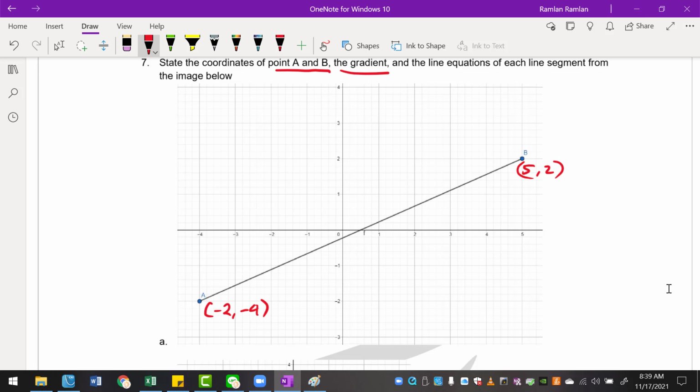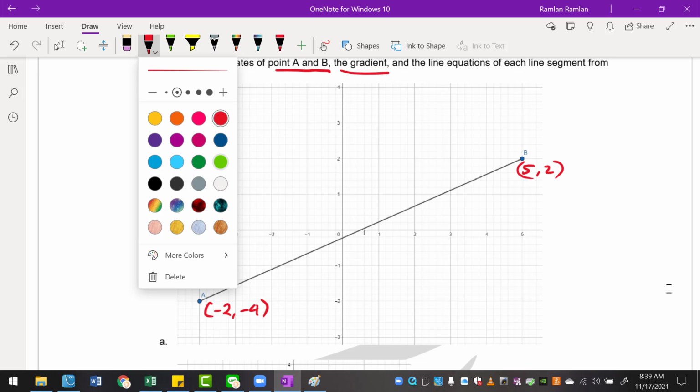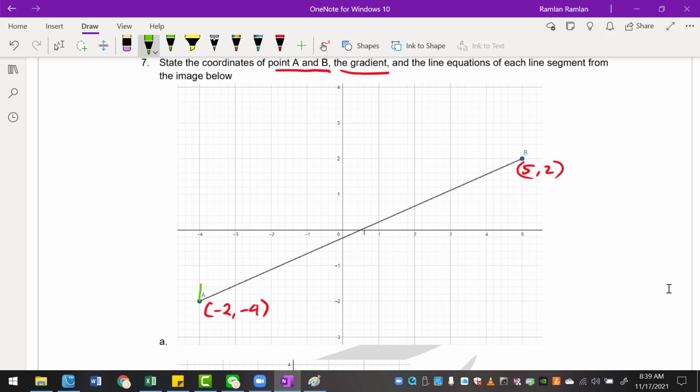The next one is the gradient. For this gradient, you can pick any method you want. If you see a grid like this, it's easier to make a right angle triangle, so just do that. But if you want to use the coordinates, you can do that too. I'm going to show you both ways. For the first one, I'm going to draw a right angle triangle, going that way, and then that way, and there we go.